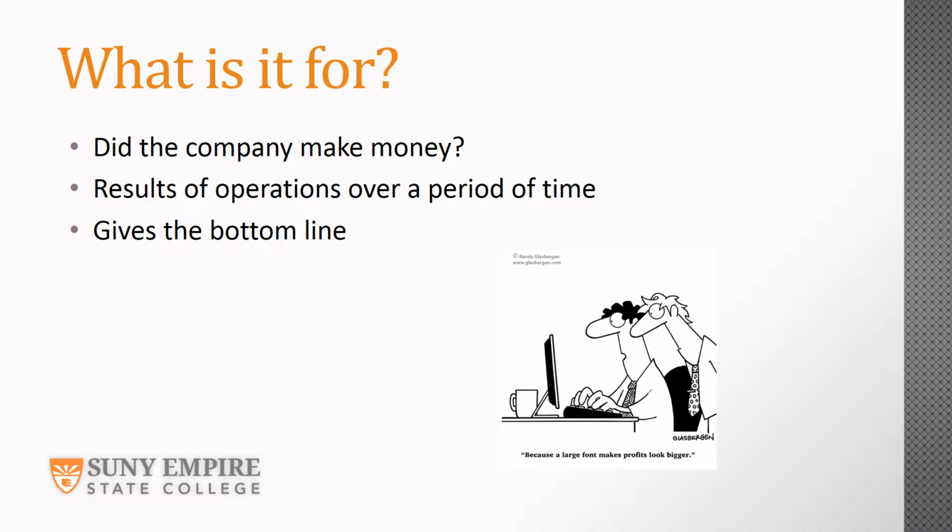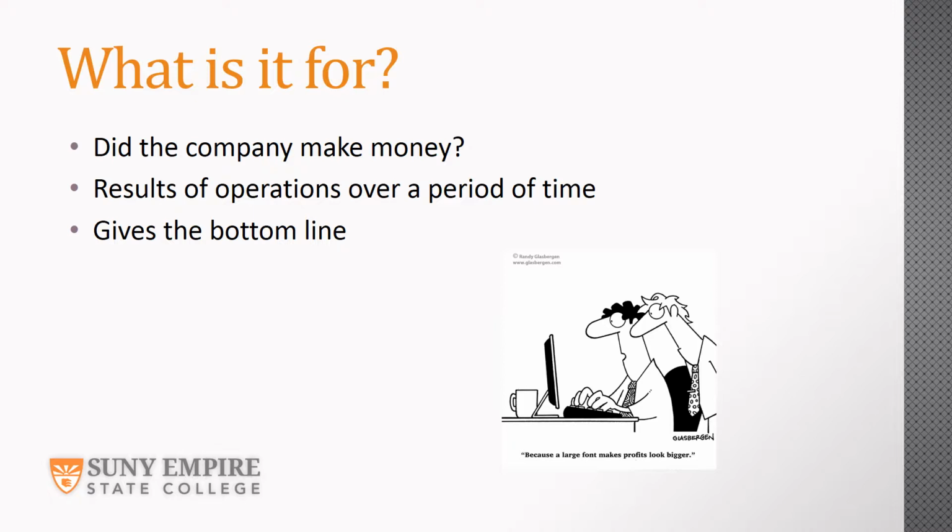While the balance sheet provides a snapshot as of one particular moment in time, the income statement considers all the actions over a period of time and provides an ending date. As the cartoon suggests, the income statement identifies whether the company made a profit or endured a loss. This gives a manager or CEO the bottom line on the operations of the company.